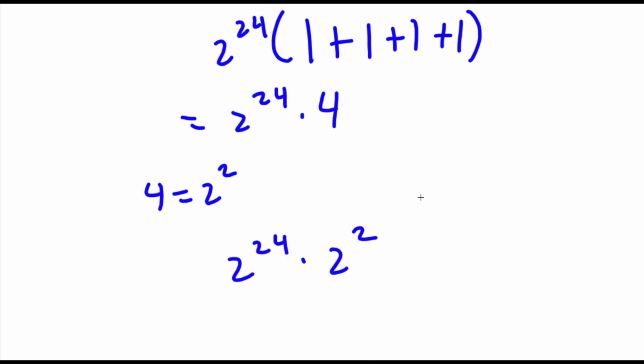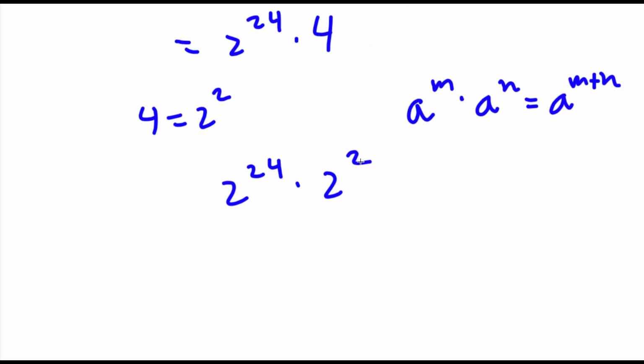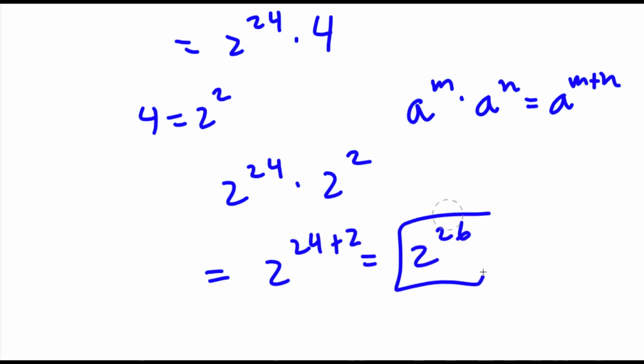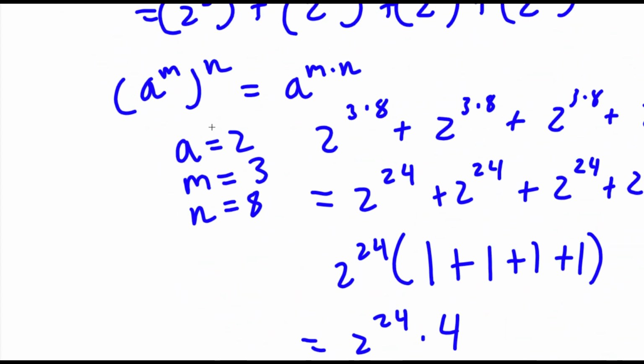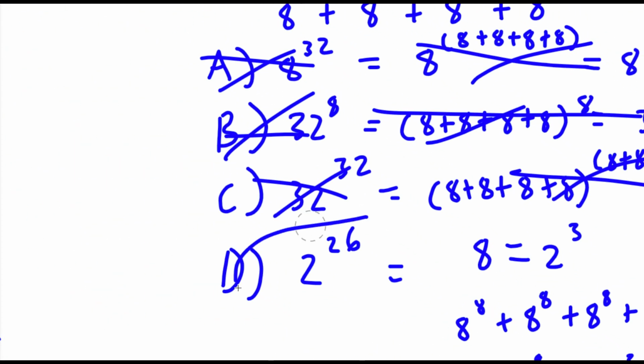And now if I have something in the form a to the power of m times a to the power of n, this is the same thing as a to the power of m plus n. So 2 to the power of 24 times 2 squared, this would be 2 to the power of 24 plus 2, which is equal to 2 to the power of 26. So this is why our right answer is D.